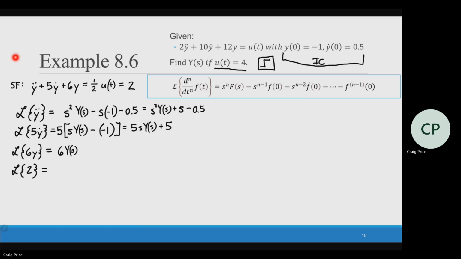Okay, now I have my right-hand side, which is a constant. We had a step input of 2. So what is the Laplace transform of 2? We had an equation on the equation sheet. We have that Laplace table. We talked through some of them last time. If I have a constant, what is the Laplace transform of a constant? It is 2 over s.